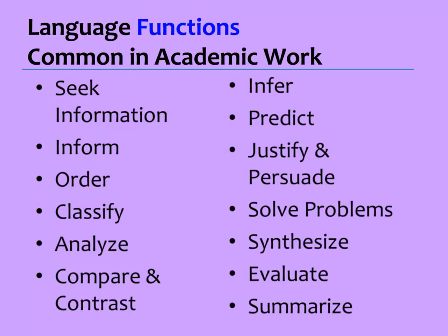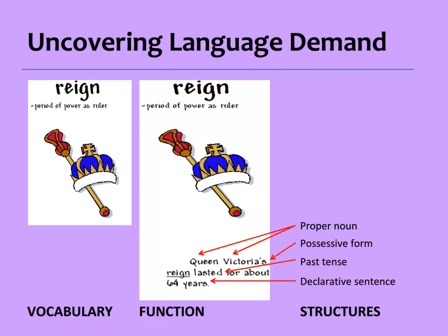Here are common functions used in academic language. These include seek information, inform, compare and contrast, and so forth. If you reflect on your instruction over the past week, it's likely you've asked students to use one or more of these functions. You may not have considered how difficult some of these functions are for students learning an additional language. Informing may be one of the easier functions of language, since giving information is a common purpose for talking or writing. But even this simple informative sentence has specific structures students need to know.